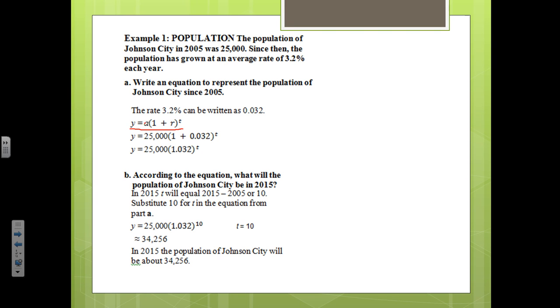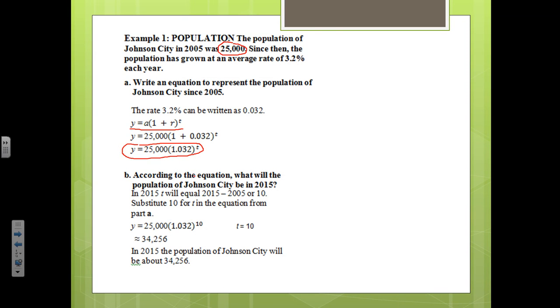So the general equation is there again for you, and we are going to fill in the variables. Our initial starting point was 25,000 people, so that will be our A. And then our R was 0.032, so we'll plug that in for R. So our equation would be y equals 25,000 times 1.032 to the t power.